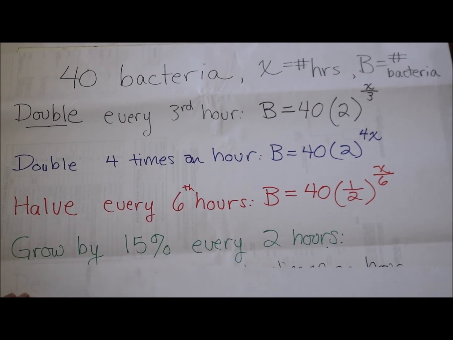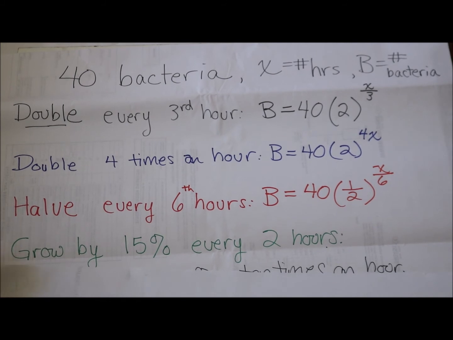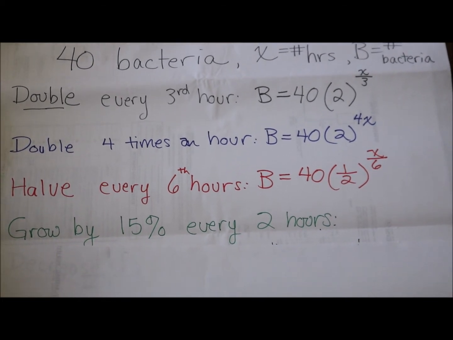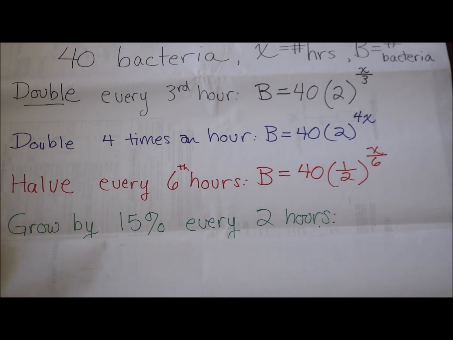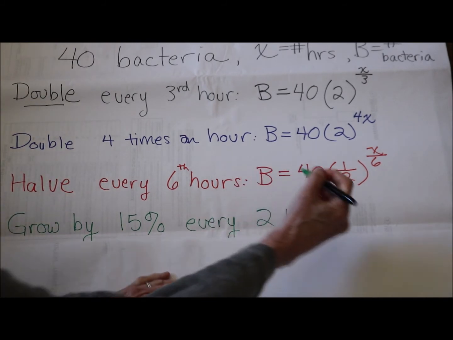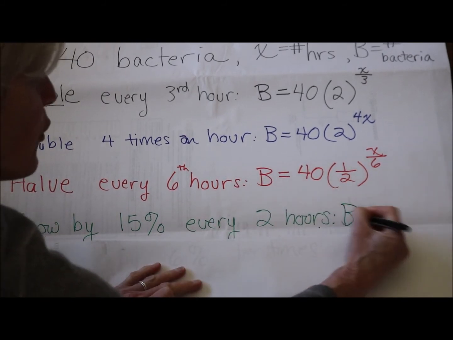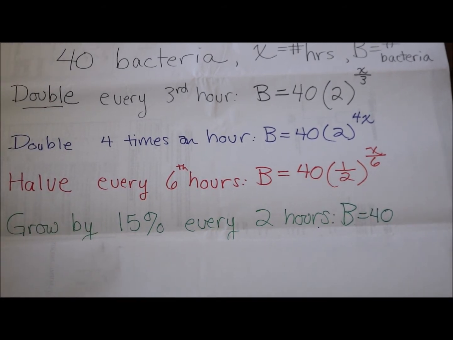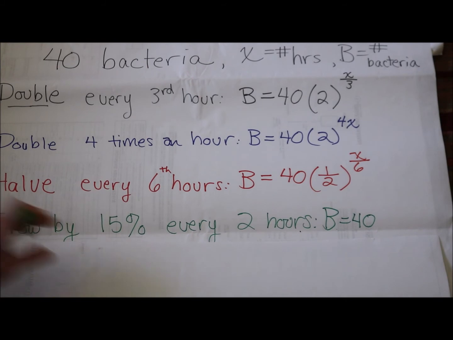Every 6th hour. And that reminds me, it's a fraction. Okay. Let's do another example. Let's say that my number of bacteria grow by 15% every 2 hours. My number of bacteria grow by 15% every 2 hours. All right, well, I know I'm going to start with my 40. It's growing, the number is growing by 15%.